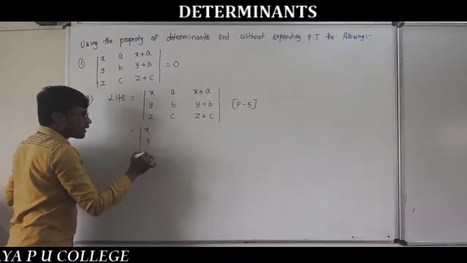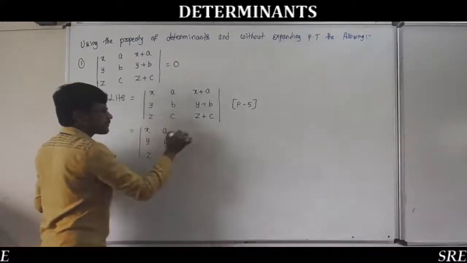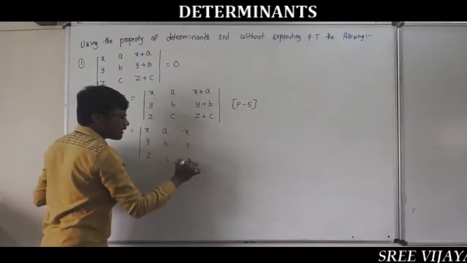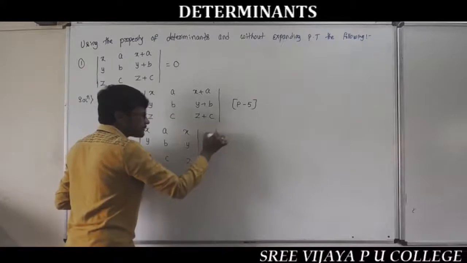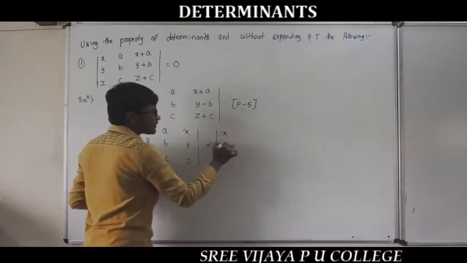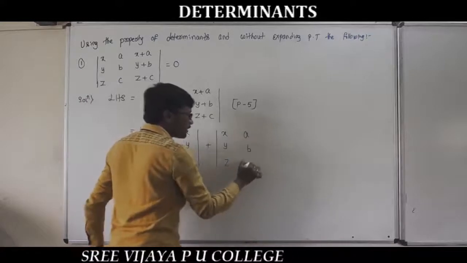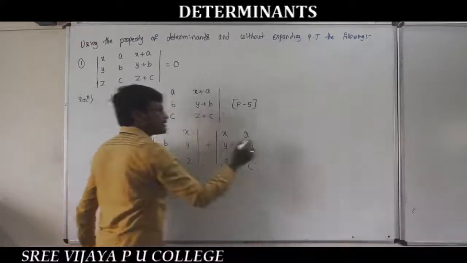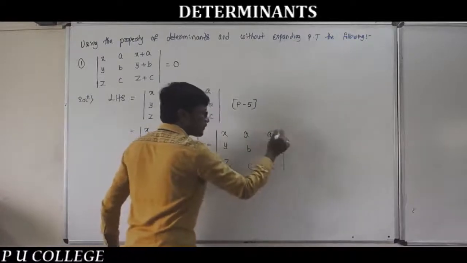X, Y, Z, A, B, C. So again X, Y, Z. It is the first determinant plus second determinant X, Y, Z, A, B, C. Now you can write the second elements here. Second elements is again A, B, C.